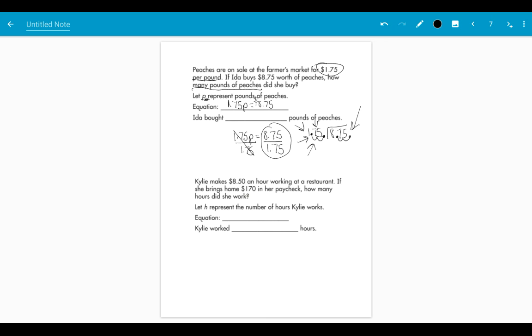So I'm going to rewrite this. This became 175, and this became 875. Now I believe 175 goes into 875. Let's guess and check. Let's do 175 times 7. 7 times 5, 35. Carry the 3. 7 times 7 is 49. We would add 3, and that would make it 52. 7 times 1 is 7. Add 5, and that would give us 12. Clearly, we overshot.